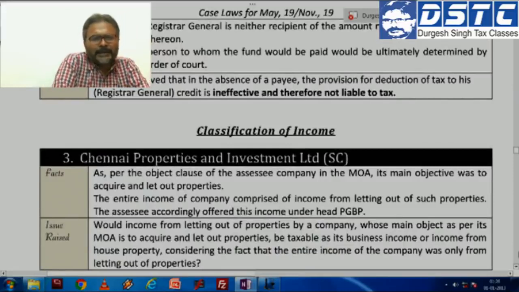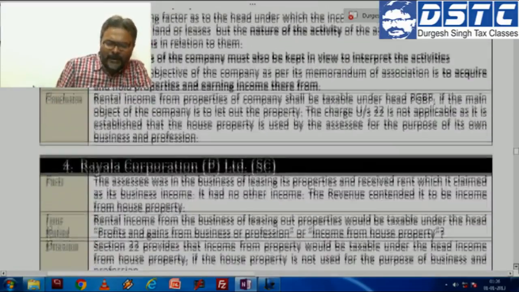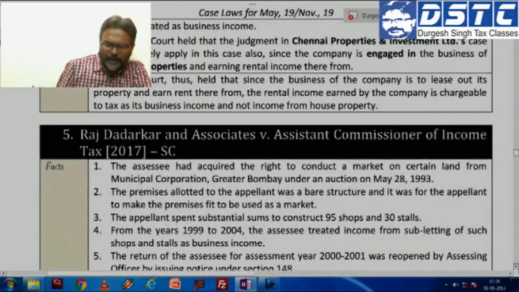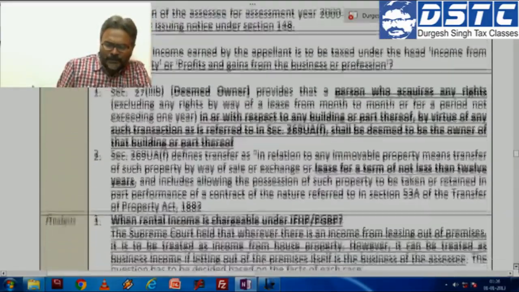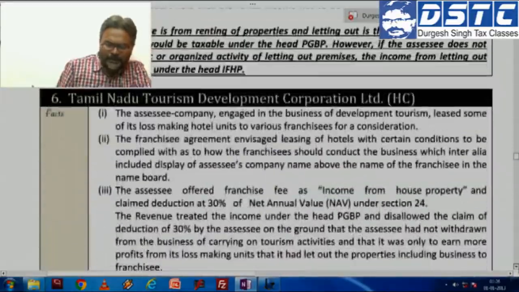Now we are dealing with the classification of income. Students, understand one thing. In the classification of income, we have approximately 4 or 5 judgments in this regard.